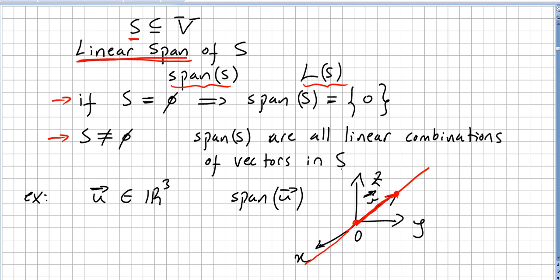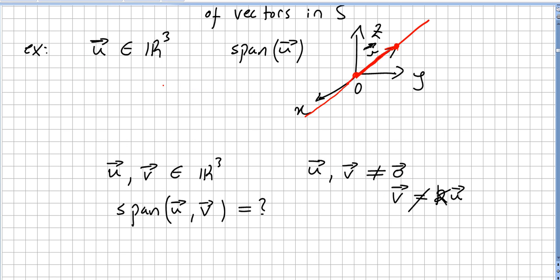Okay, let us jump to one example. Let us say we have a vector U in R3. Question: what is the span of U? So what is the space generated by this vector U? A vector in R3, okay, so that will be a vector with components U1, U2, U3. Okay, and these components are in the field, of course. So what is the span of U?